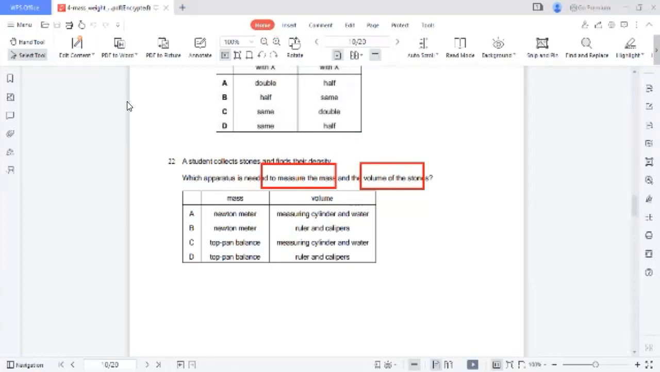For mass, here is a mass. And for mass, a Newton meter cannot be used because a Newton meter is used for weight, and we can use a top pan balance. So these two options are available for mass. And for volume, actually the shape of the stone is random, so we can use a measuring cylinder. So these two options are correct. So overall, our option is this one.